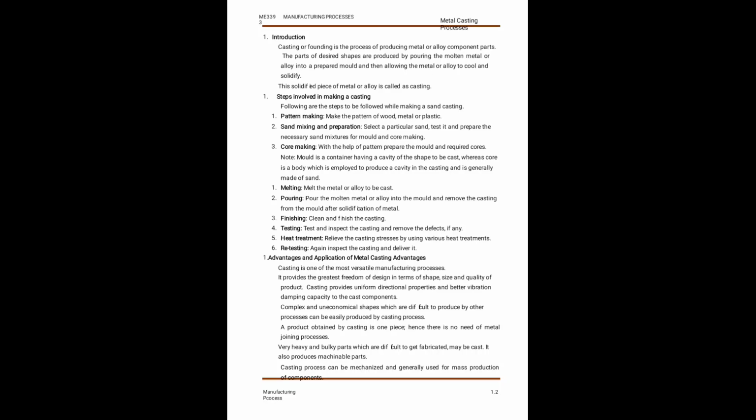The steps involved in making a casting follow a sequence. First is making a pattern and sand mixture preparation, core making, core setting, melting the metal, pouring the molten metal, and finishing of the casting, testing, heat treatment and retesting. These are the sequence of operations conducted for the casting process.